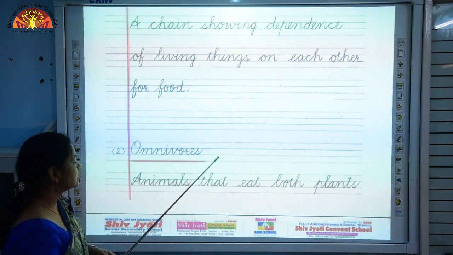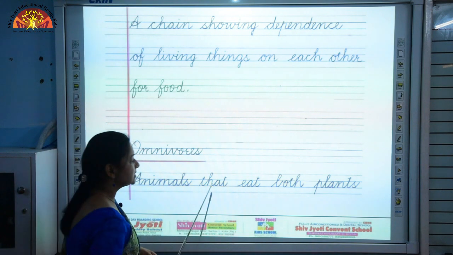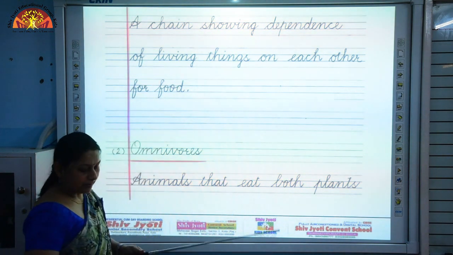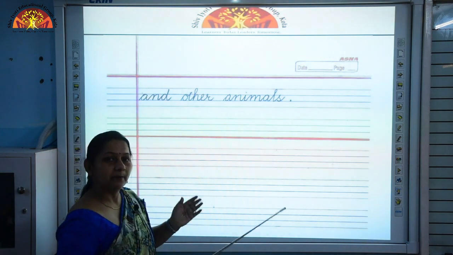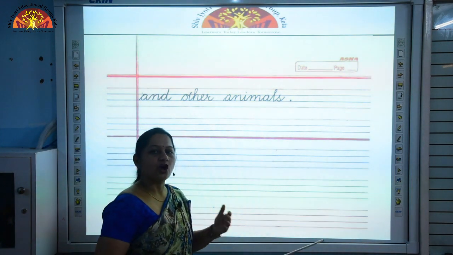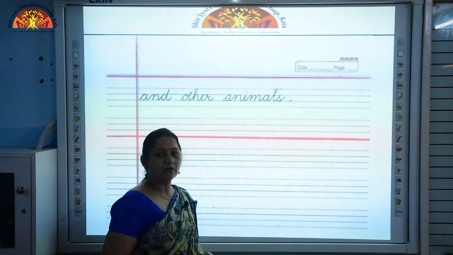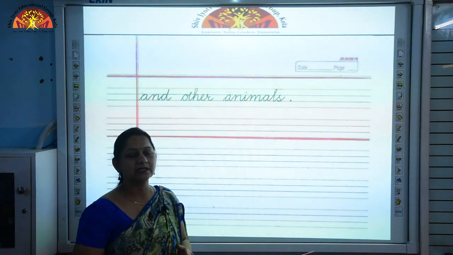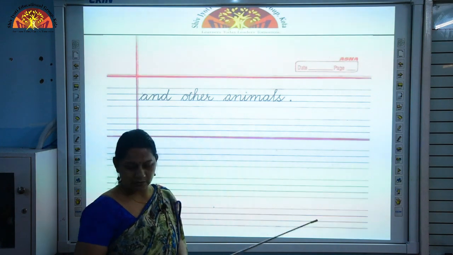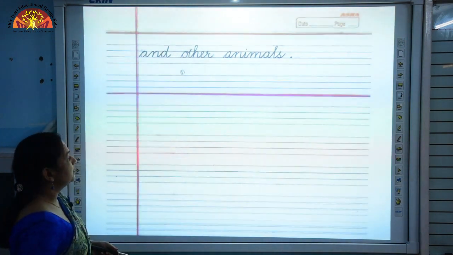Next, we have the definition of omnivores. What are omnivores? Omnivores are the animals that eat both plants and other animals. They take up plants as well as the flesh of other animals. So what do we call these types of animals that eat both plants and the flesh of other animals? We call them omnivores.